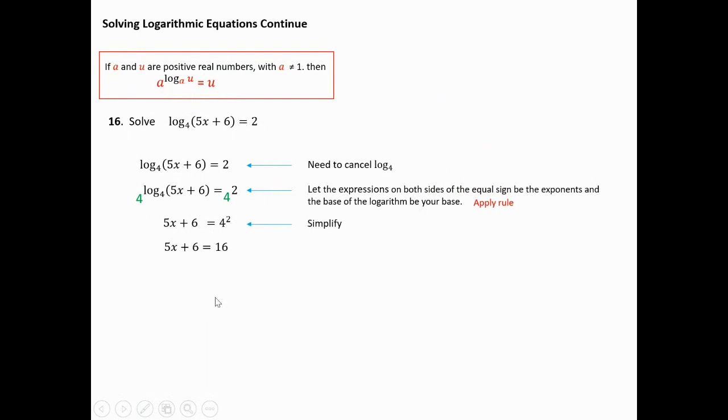5x plus 6 equals 16. We subtract 6 from both sides. Then we divide by 5, and the answer is 2. So x equals 2, and like I said, we can always check our work.